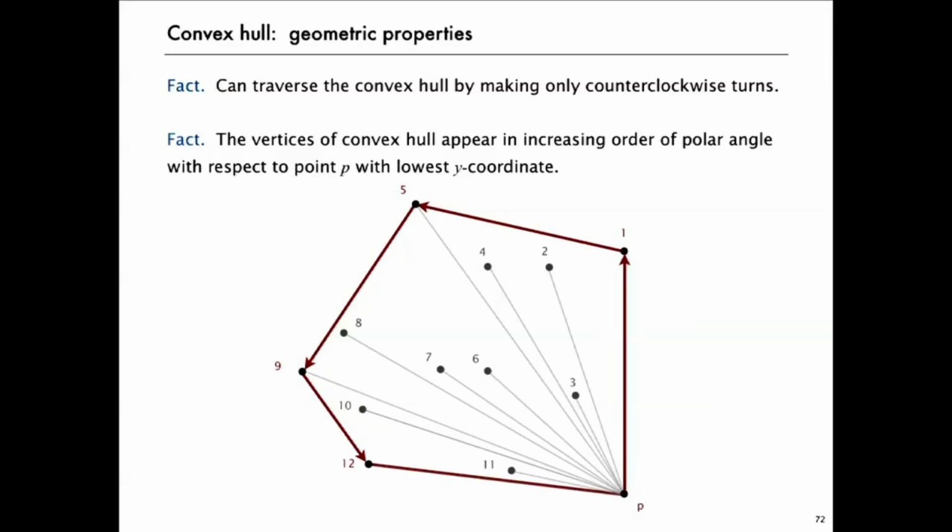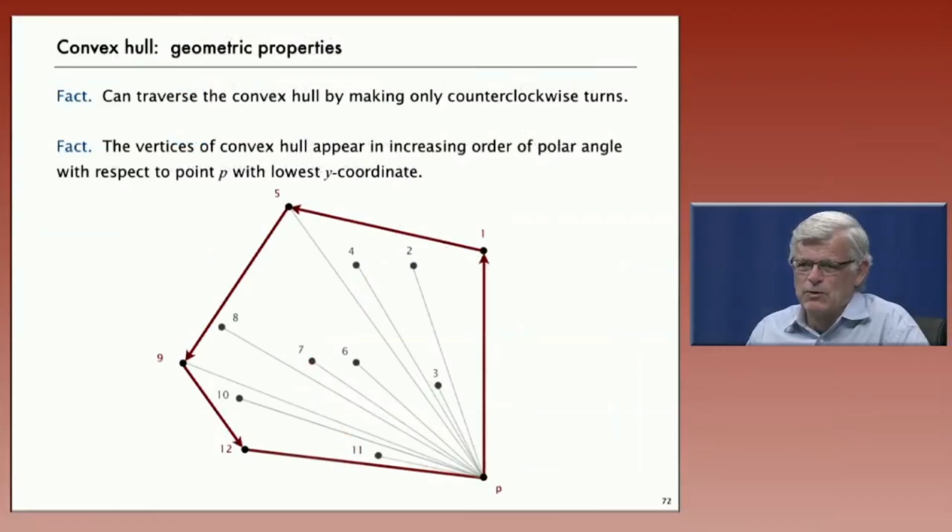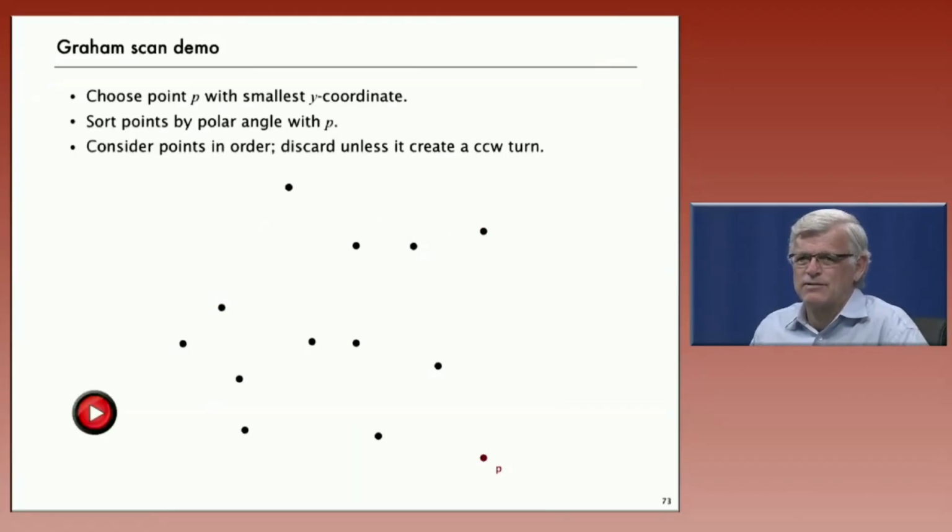The other thing is, if you take the point with the lowest y coordinate, and then look at the polar angle of every other point with respect to that one, so the angle you get from the x-axis through P up to the point, then the vertices appear in increasing order of that angle. And again, that's not difficult to see that that's a fact. The algorithm we're going to look at, called the Graham scan, is based on those two facts.